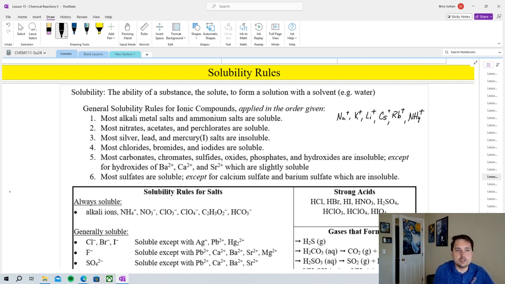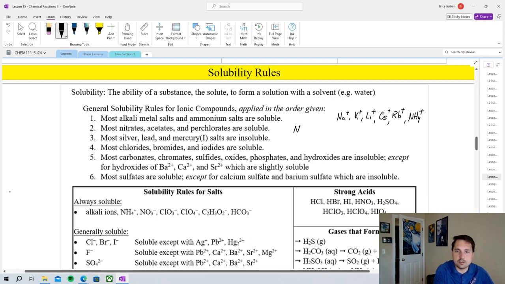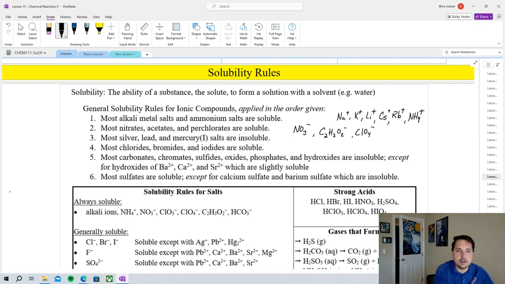The next rule is that most nitrates, acetates, and perchlorates are soluble. So nitrate is NO3-, acetate is C2H3O2-, and perchlorate is ClO4-. So if we see one of those, that's again going to be soluble. Now, once we get to rule 3, here I have 3 different metals. I have silver, lead, and mercury 1. When we have these salts, they're generally going to be insoluble.